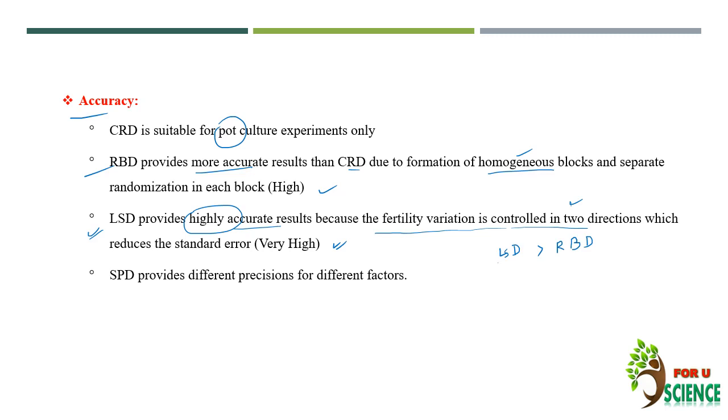Because in case of LSD, fertility variation is controlled in two directions, but in case of RBD, there is only one direction. But RBD is greater than CRD because here we form homogeneous blocks, which we do not form in CRD. In case of SPD, it provides accurate precision of different factors because we are using different combinations of factors we are studying simultaneously.